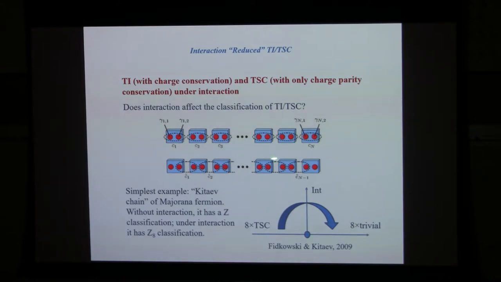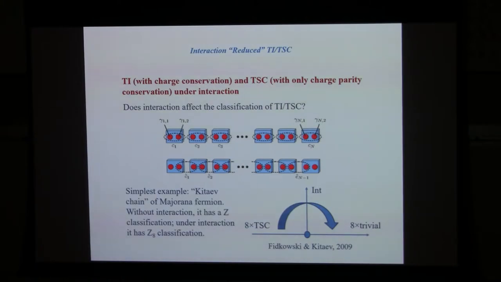Now if we turn on strong coupling between the two Majorana fermions in the same unit cell, then we can see that this is a trivial state, because every Majorana fermion is paired with another Majorana fermion, so there's no edge state. But suppose I turn on a very strong coupling between neighboring unit cells, then this is a non-trivial topological state, because at each boundary there's a dangling Majorana fermion zero mode.